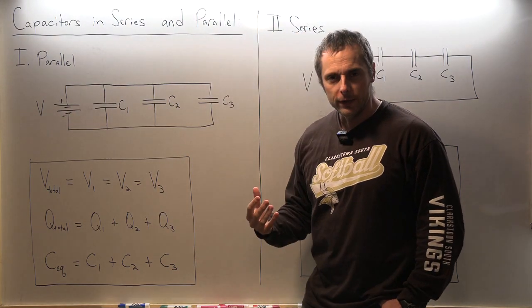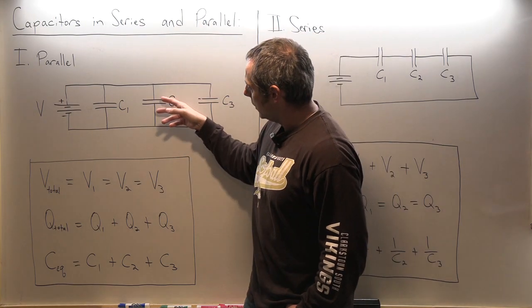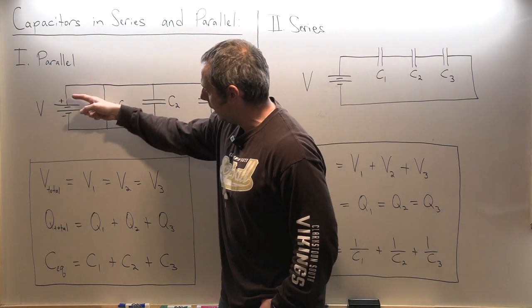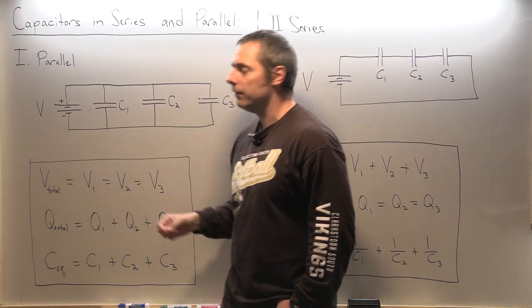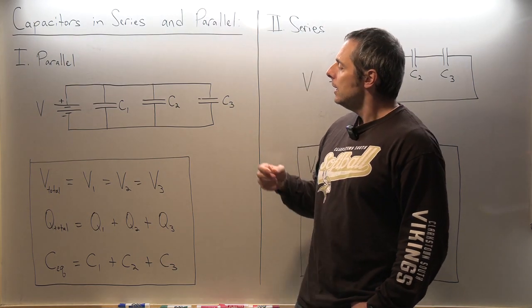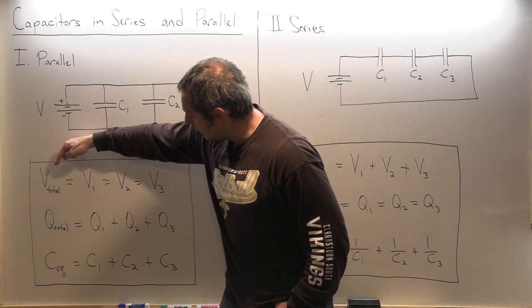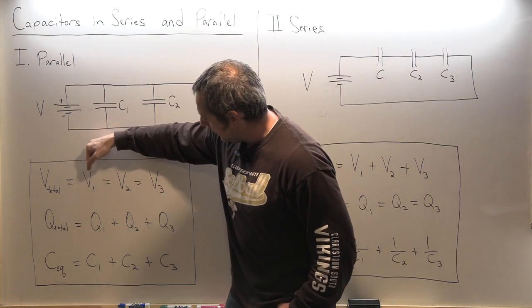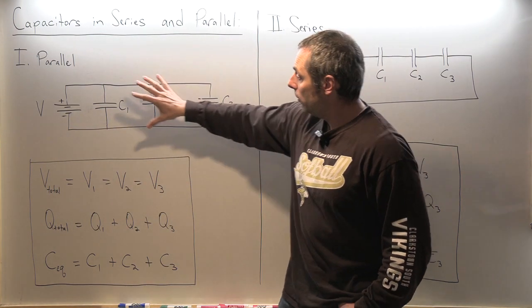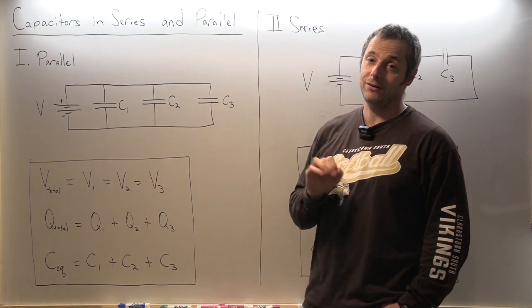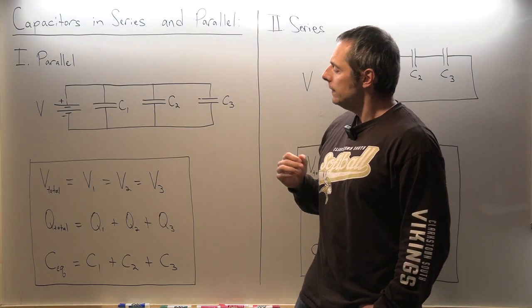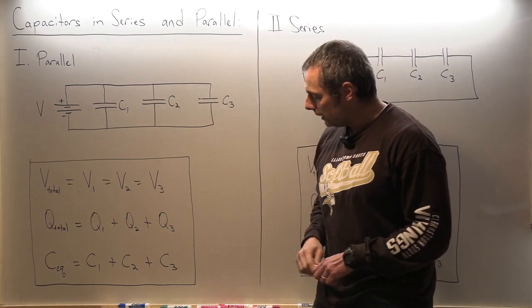So what is true in this case? Because each of these capacitors is connected directly to both terminals of the battery without anything in between, each capacitor gets the full voltage of the battery. In other words, if the battery is 9 volts, then 9 volts, 9 volts, 9 volts to all 3 of the capacitors in parallel. Now, the charge, though, gets split up.